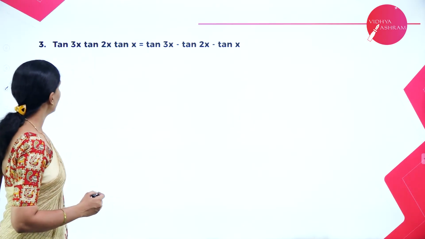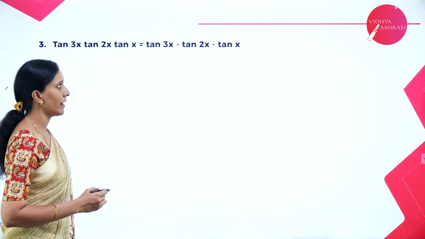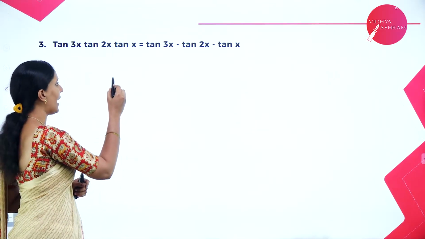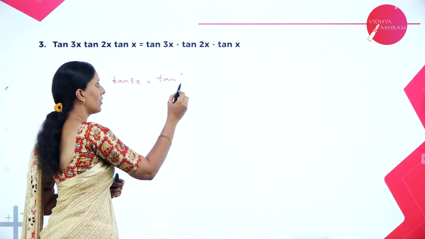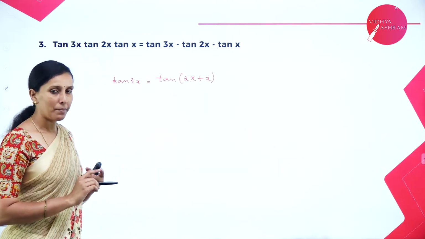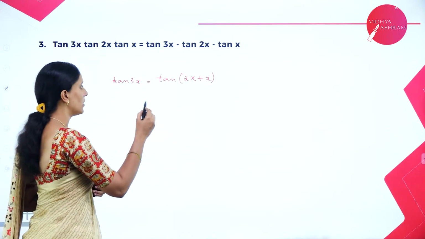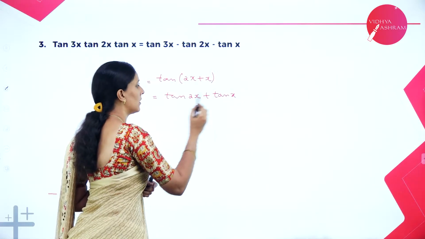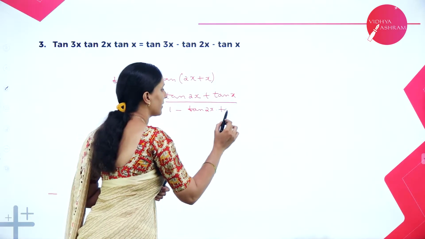Next we have tan 3x minus tan 2x minus tan x is equal to tan 3x tan 2x tan x. So we need to prove the following trigonometric result here. Let me take tan 3x. So tan 3x can be expressed as tan of (2x plus x). Now this is in the form of tan(x plus y), which can be expressed as (tan x plus tan y) divided by (1 minus tan x tan y). So here you will get this as (tan 2x plus tan x) divided by (1 minus tan 2x into tan x).